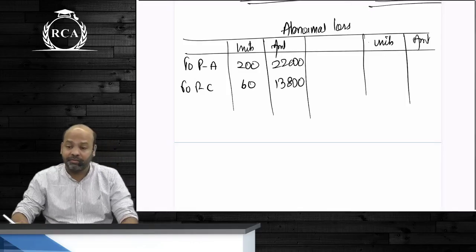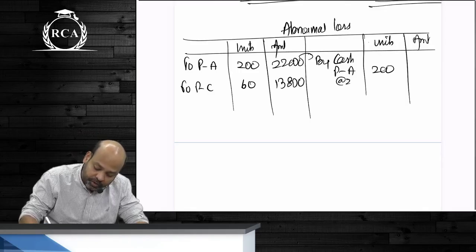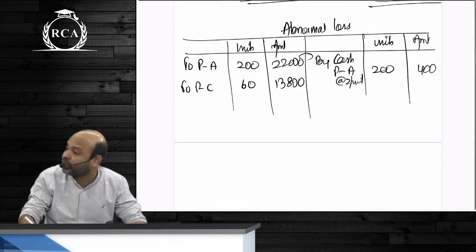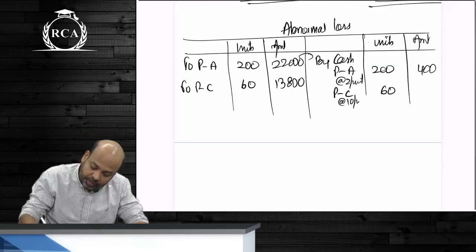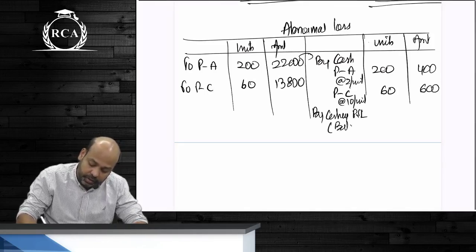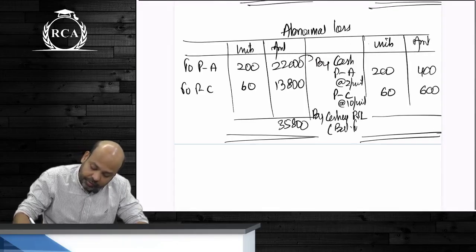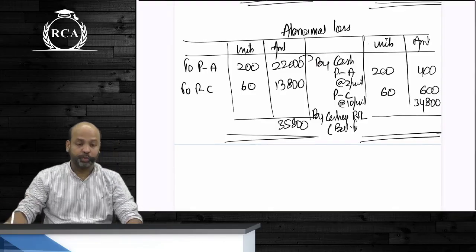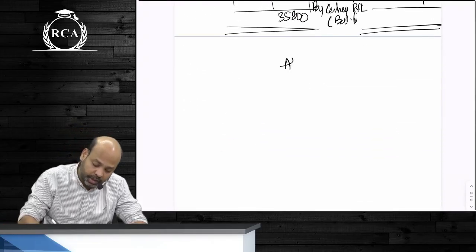Abnormal loss's scrap value also you will realize. So again you will write first by cash. Against process A, 200 units at 2 rupees per unit. Scrap value beta is 2 rupees for process A. What is the scrap value for process C, beta? 10 rupees per unit. 60 into 10, 600. The net difference, guys, will be transferred to costing P&L account. Balancing figure. Out of this 35,800, we have realized a cash of 1,000 rupees. So we will transfer 34,000 to P&L account. Are you all following this? Yes or no, guys? Abnormal gain, beta.